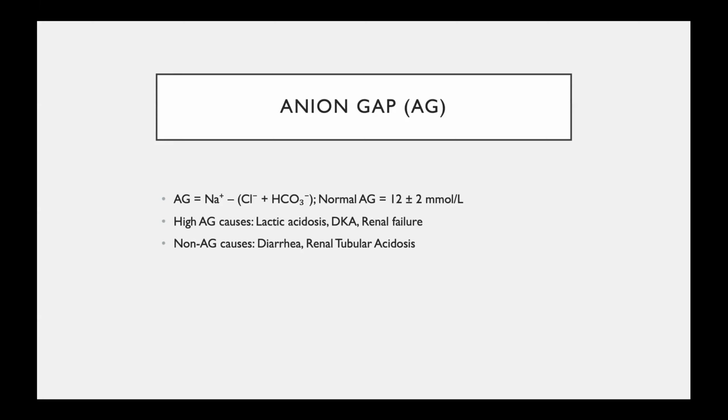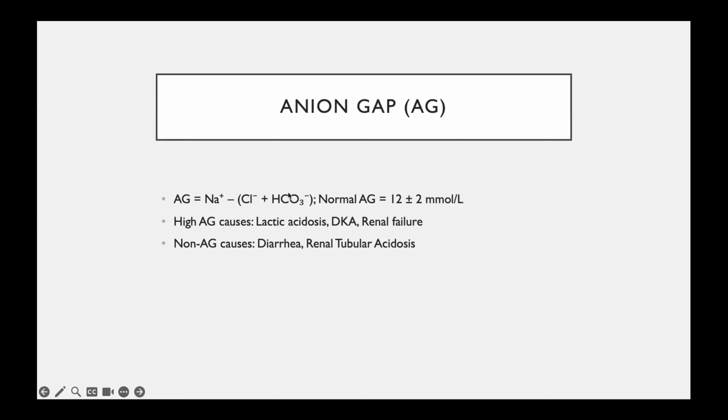Non-anion gap is where there is bicarbonate loss or H plus retention. Basically bicarbonate loss. Diarrhea is where bicarbonate is lost, and renal tubular acidosis, which you must have heard of, is where we lose bicarbonate by retaining high H plus. So these are the non-anion gap causes, where there are no additional organic acids.